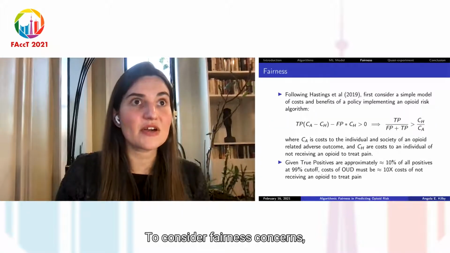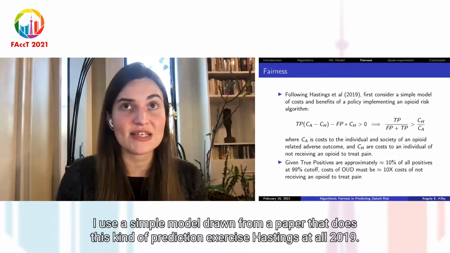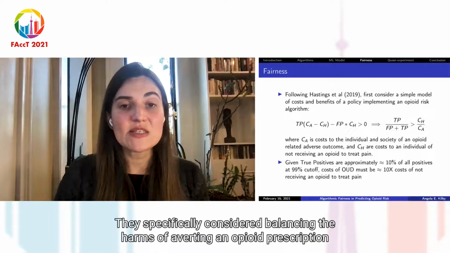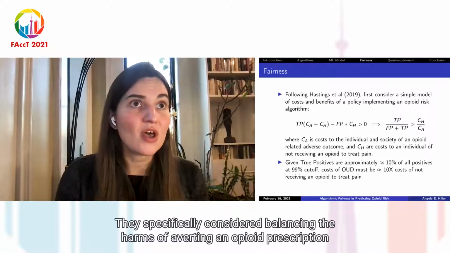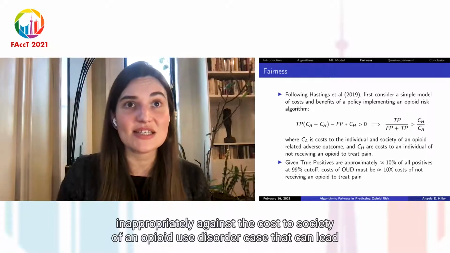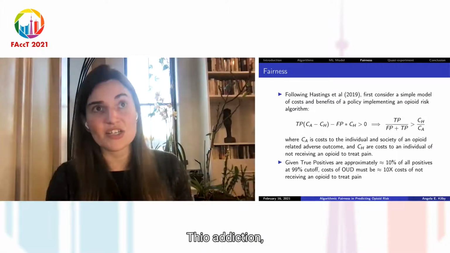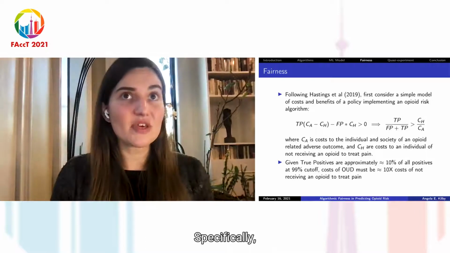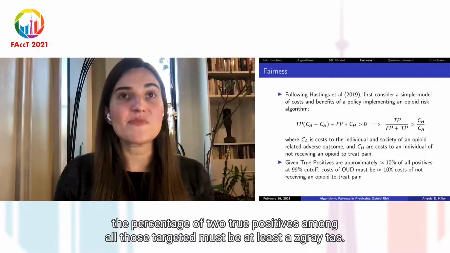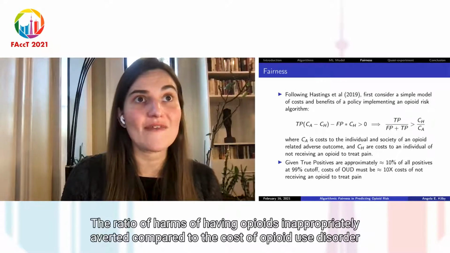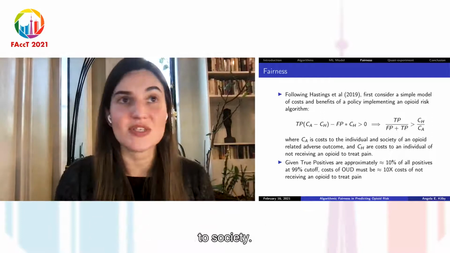To consider fairness concerns, I use a simple model drawn from a paper that does this kind of prediction exercise, Hastings et al. 2019. They specifically consider balancing the harms of averting an opioid prescription inappropriately against the cost to society of an opioid use disorder case that can lead to addiction, overdose, and death. Specifically, the percentage of true positives among all those targeted must be at least as great as the ratio of harms of having opioids inappropriately averted compared to the cost of opioid use disorder to society.